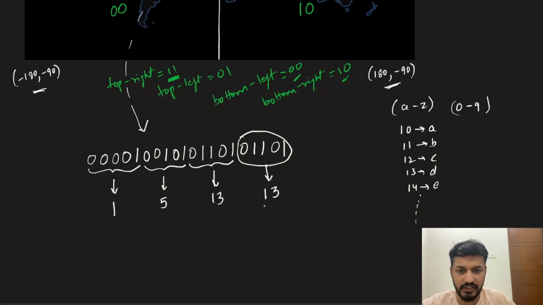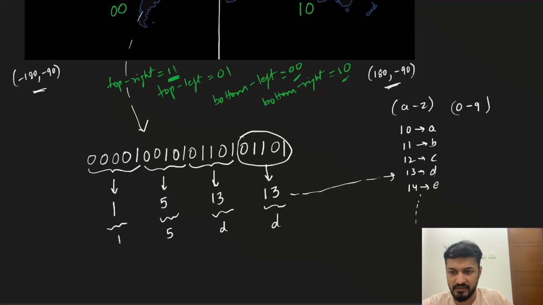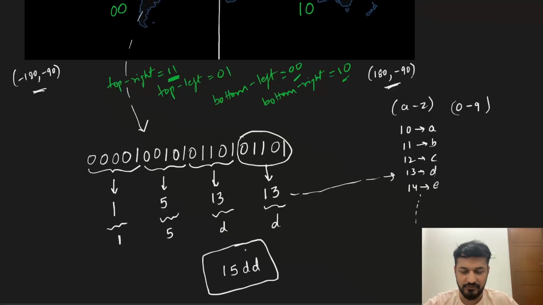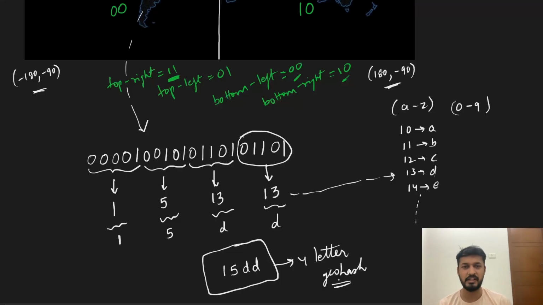Okay, now 13, what do we have to do? 13, replace it with D. This also, replace it with D. This 5 will remain 5 and 1 will remain 1. So the final geohash will be 15DD. So for that particular small piece of block, the final value of geohash is 15DD, which is a 4-letter geohash. Okay, so this is how you generate geohash for any block in this particular world map.